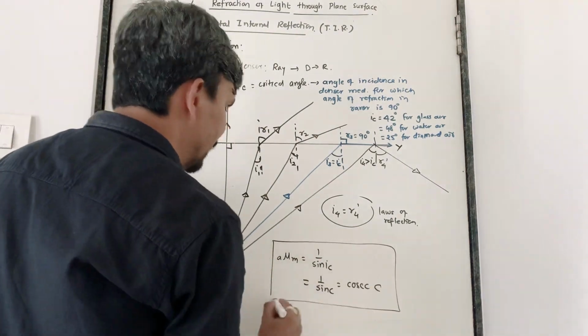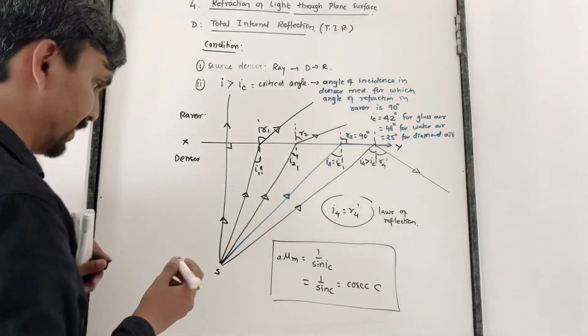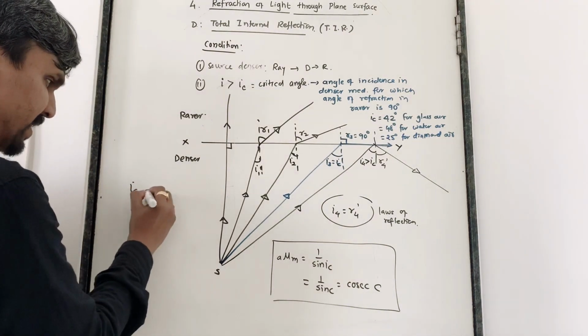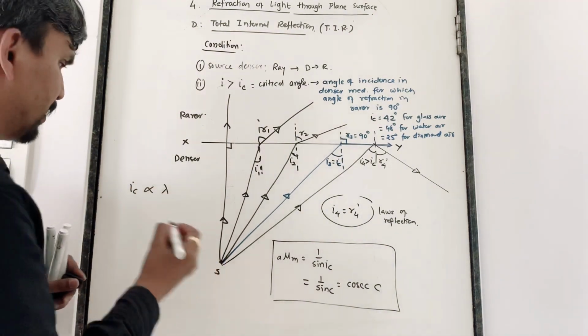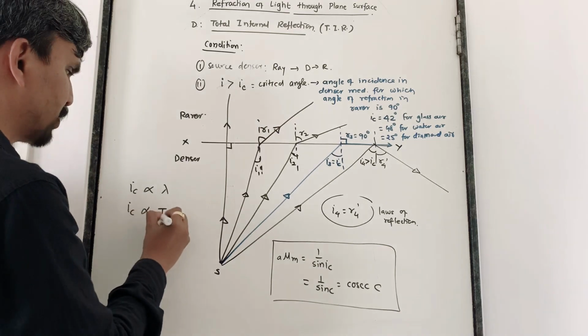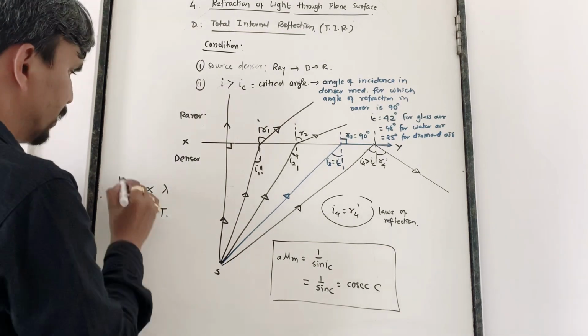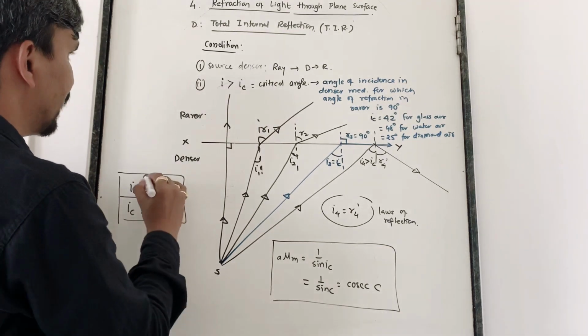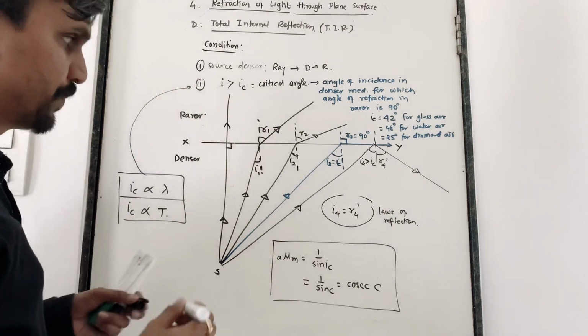Now the critical angle depends on two factors. One is wavelength, that is color, with IC directly proportional to wavelength, and the critical angle is also directly proportional to temperature. So these are the two factors on which the critical angle depends.